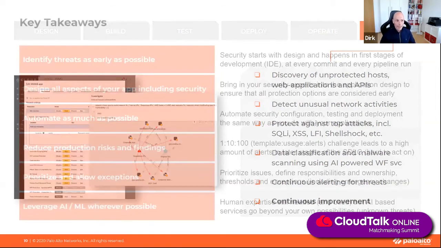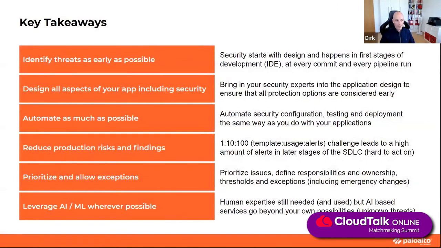So what are the key takeaways of this presentation? First of all, identify threats as early as possible. The earlier you can do it, the more cost and effort you can save in later stages of the software development lifecycle. And this really means starting in the IDE, at every Git commit and every pipeline run. So the pipeline is effectively already kind of the last stage, where the majority of security risks should have been detected long before you're going to deploy the application into your production environment.